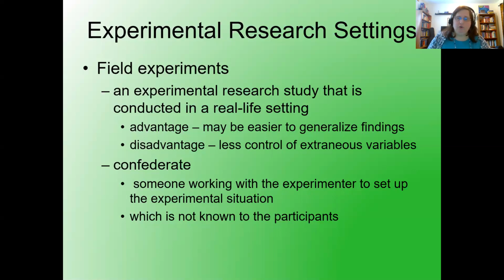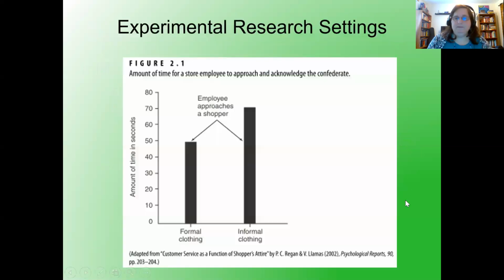So upon entering the store, the female confederate activated a stopwatch and proceeded down the first open aisle. Then she stopped the stopwatch when an employee approached and spoke to her. So any guesses as to what happened in this study? I'll show you. Here you go. And this isn't a statistical analysis, this is just a bar chart here, but you can see that when the female confederate wore formal clothing, it looks like she was approached quite a bit faster than when she was wearing informal clothing.